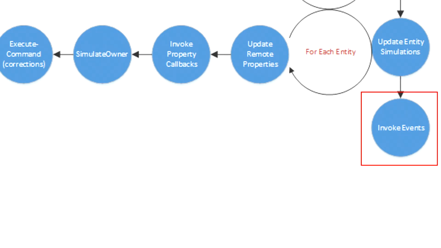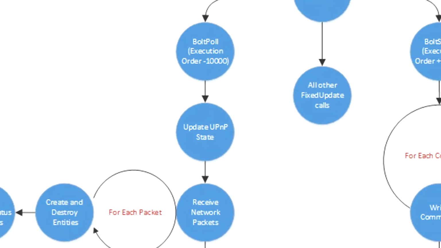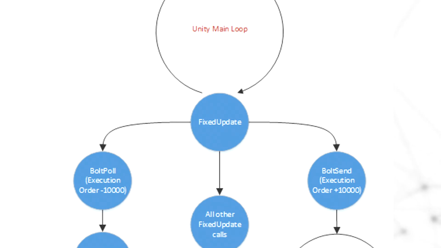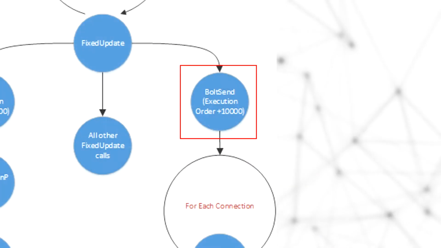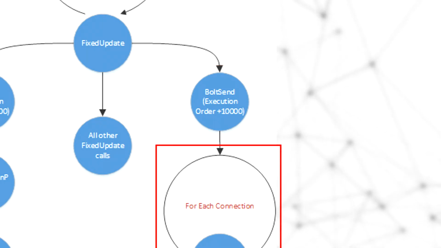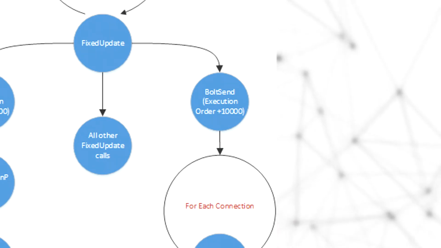After this one, we have the invoke events, which is simply everything that we talked about earlier in the other episode about events, and this one will simply execute events. So the next step after Bolt poll will be the fixed update call. Simple as that. And at last, we have the Bolt send, which will be executed for each connection, and this one will simply handle the part about making packets to send, which is determined by the previous parameter, the network rate.